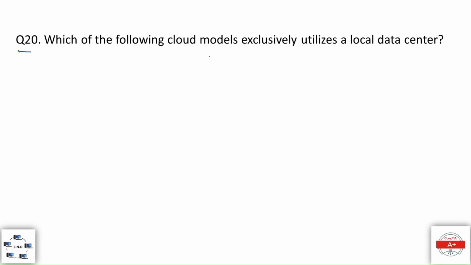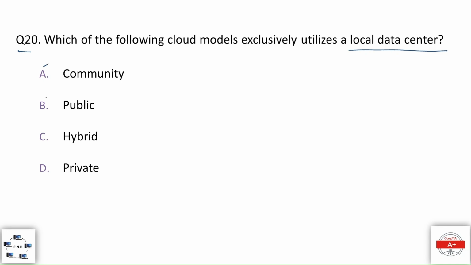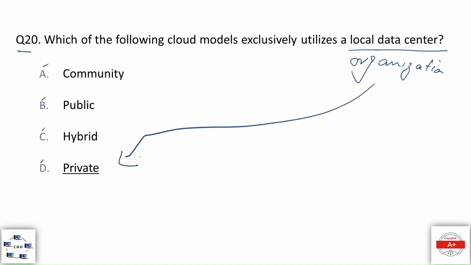Question number 20. Which of the following cloud models exclusively utilizes a local data center? And the options are: option A, community cloud, option B, public cloud, option C, hybrid cloud, and option D, private cloud. And the correct option is, so local data center means that the data center is inside the organization, you can say on premises, and this type of cloud is basically known as private cloud.